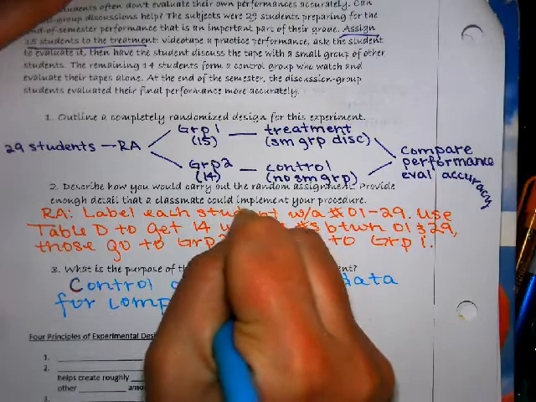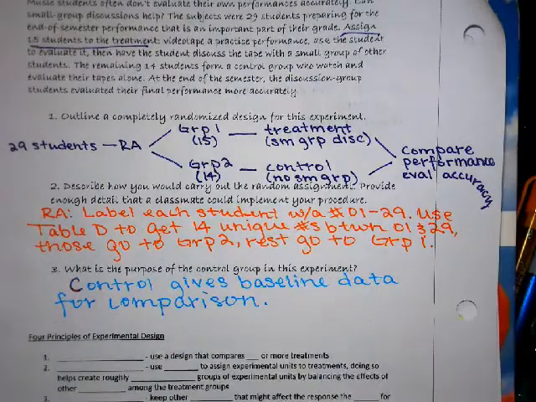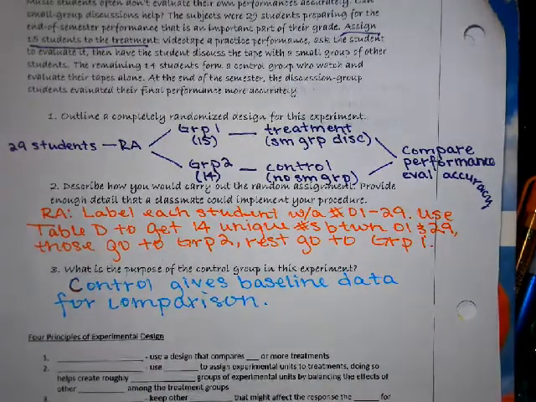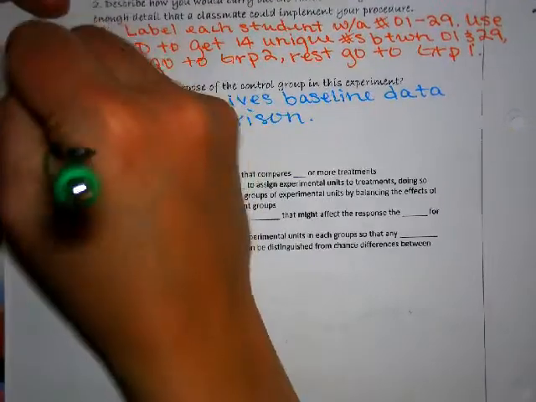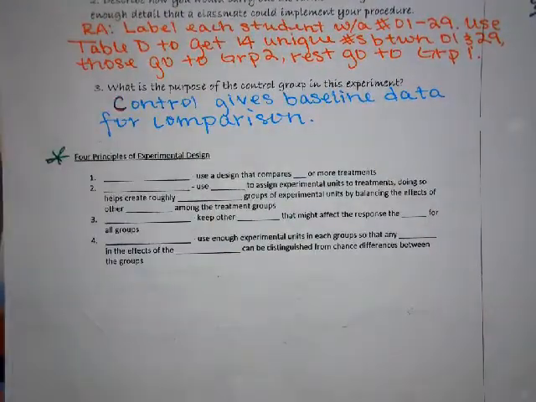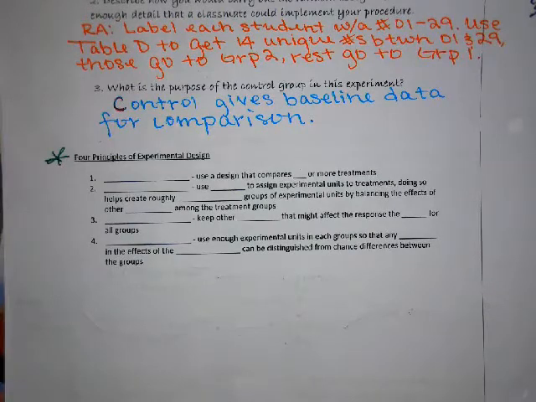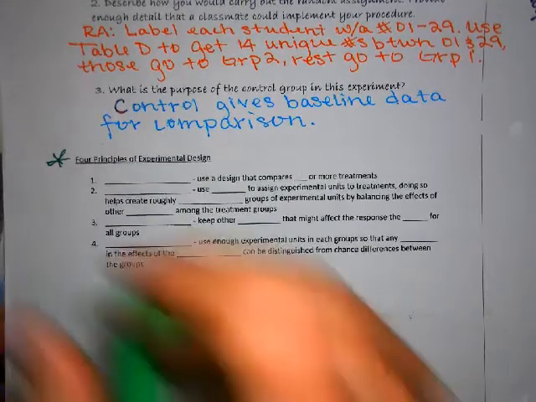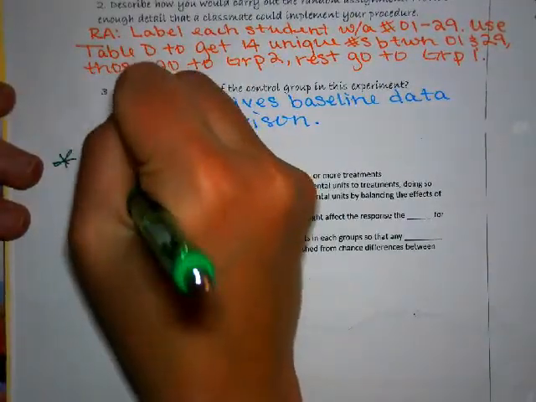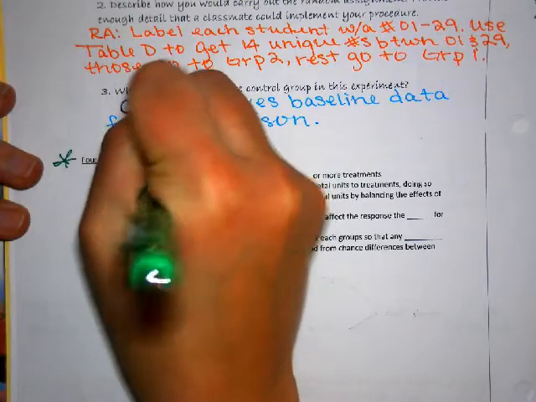There are 4 principles of experimental design, and you can bet I'm going to have a question about that on your test for this unit. I do it every year. Every year I tell them it's going to show up, and every year I have kids who forget to study it. All right, so number 1, compare. Use a design that compares two or more treatments.